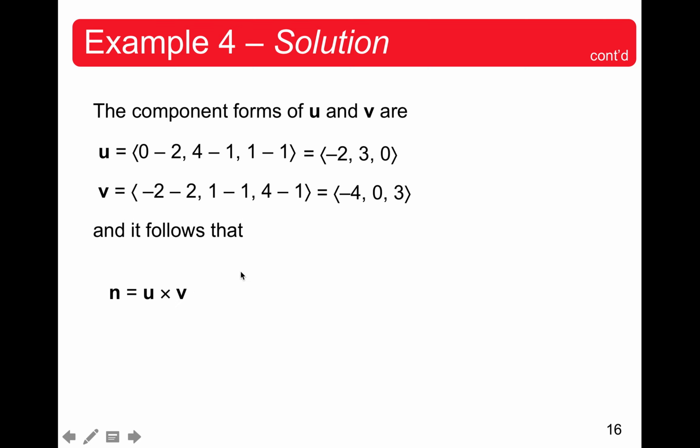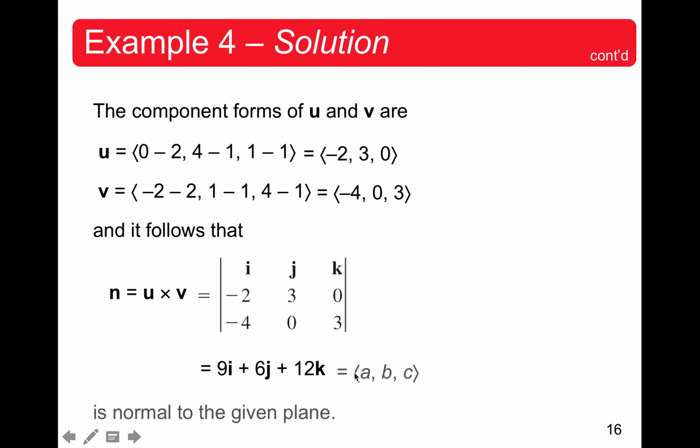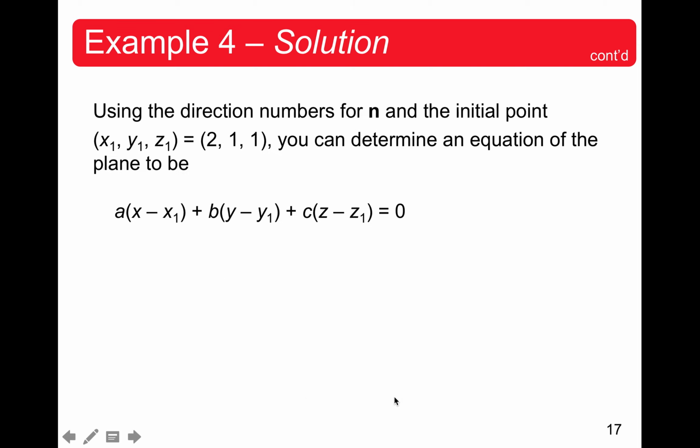So we're going to take u cross v, which is what we did in section 10.3. You can go back and look at that if you're not sure. But you'd find those determinants of those smaller 2 by 2 matrices. So we end up with 9i plus 6j plus 12k. So these are our A, B, and C values that we're going to plug into that equation. So this is the normal vector to the given plane.